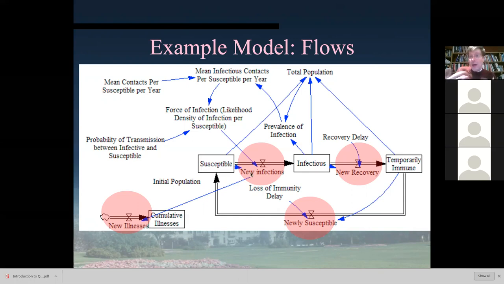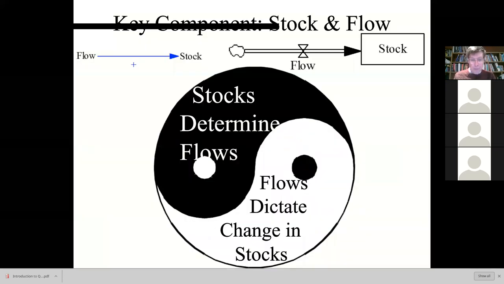So this is yet another example of how flows can typically depend on the value of stocks, some aspect of the state of the system, okay? Put another way, it wouldn't make sense if recoveries were independent of the number of people infected. If there were zero people infected, you're telling me recoveries would still be occurring? What is that going to do? It's going to make negative people infective? It wouldn't make sense otherwise, right? So stocks determine flows. The state of the system determines what will happen next.